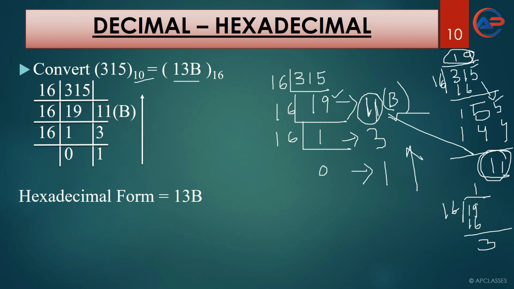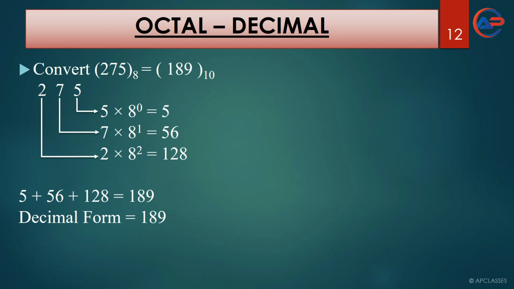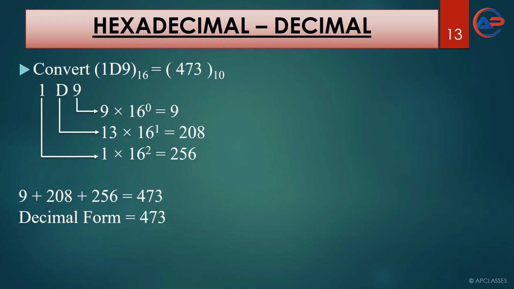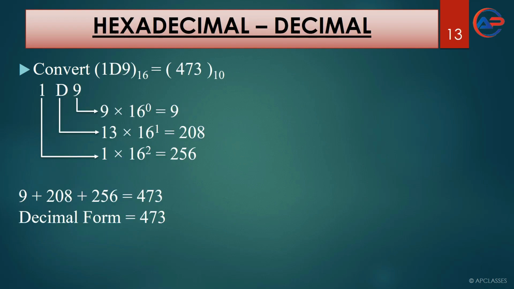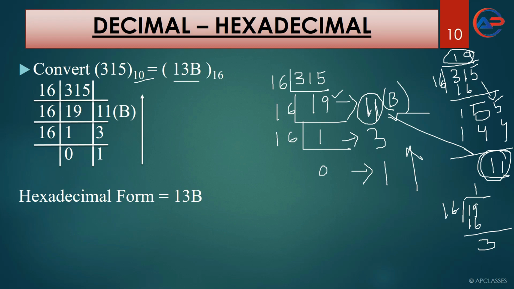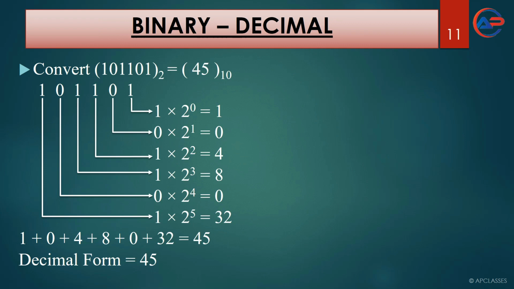Right? I hope this part is clear to you, how we can convert decimal to binary, decimal to octal, and decimal to hexadecimal number system. Now similarly, we'll convert binary to decimal, octal to decimal, and hexadecimal to decimal, because we have already learned how to convert decimal to binary, decimal to octal, and decimal to hexadecimal. Now we will do the vice versa. We know that when we have to convert a number from decimal to binary, we have to divide it by 2.